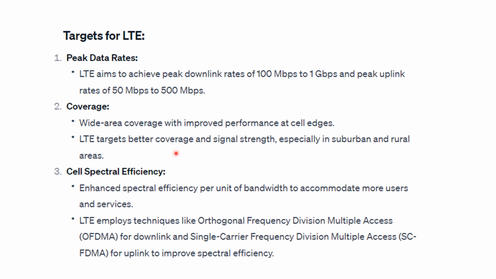And LTE targets better coverage and signal strength, especially in suburban and rural areas. And also the cell spectral efficiency should be enhanced per unit bandwidth to accommodate more users and services. LTE employs techniques like orthogonal frequency division multiple access for downlink and single carrier frequency division multiple access for uplink to improve spectral efficiency.